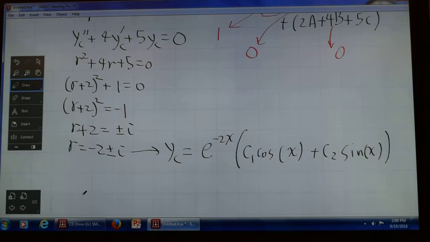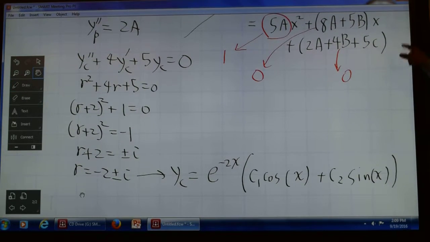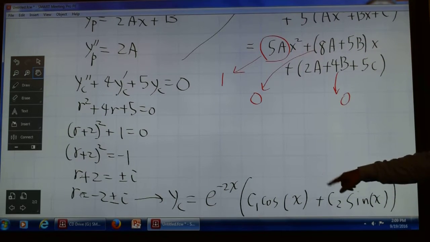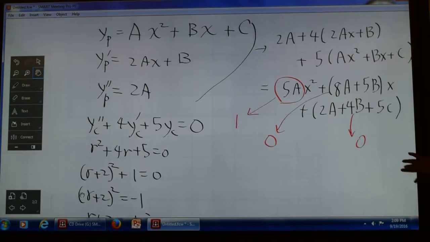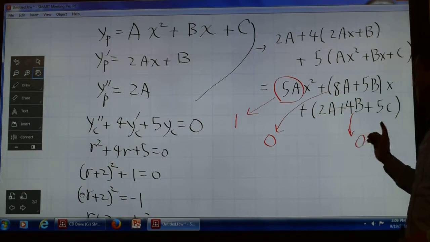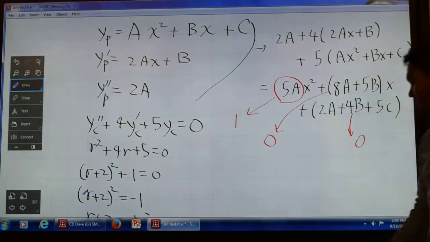You should always find the complementary solution before plugging the y particular into the left side. Okay, you should always do that. And then you have to check for duplication. And you can see that because these are exponential functions and cosines, there is no duplication with our original yp. So in that case, we can just safely go on and set this one equal to 1, that equal to 0, that equal to 0, and we can figure it out.